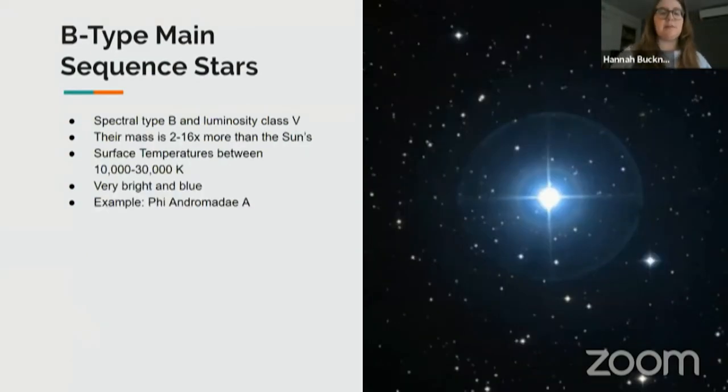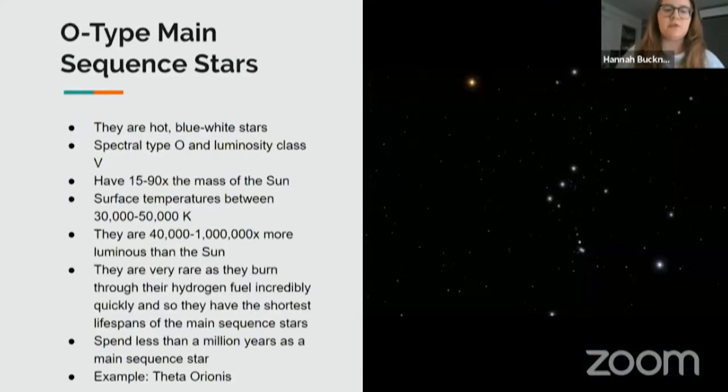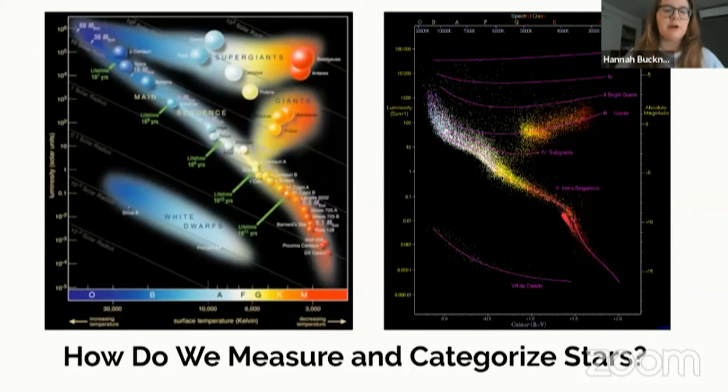Another type is a B-type main sequence star. The star that we're looking at here is Phi Andromeda A. They're also very bright, and they are spectral type B. Sorry, it's very early in the morning. Their mass is not that much more than the sun, because our sun is right smack dab in the middle. B-type main sequence stars typically have a mass that is 2 to 16 times more than the sun. Let me go back to this so that you can actually see where we are.